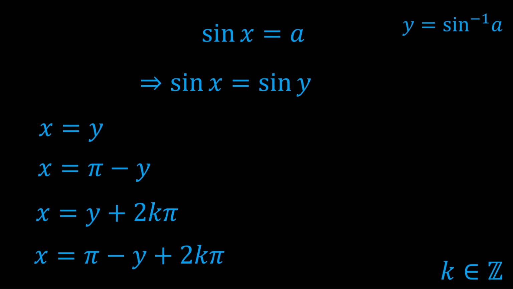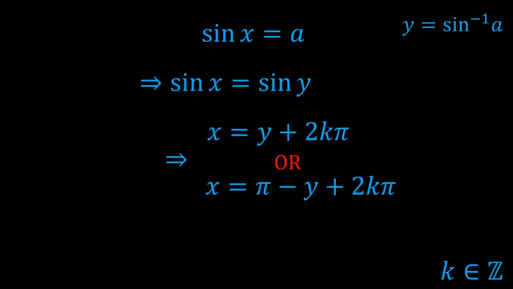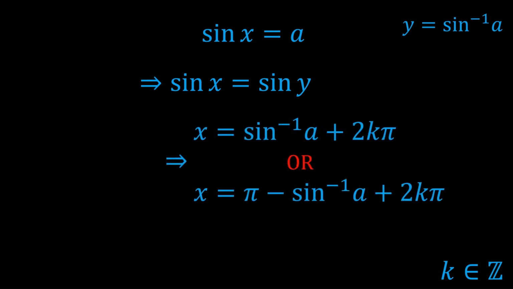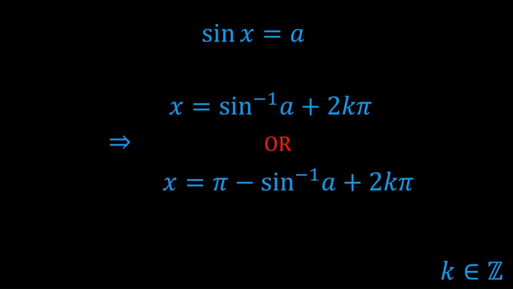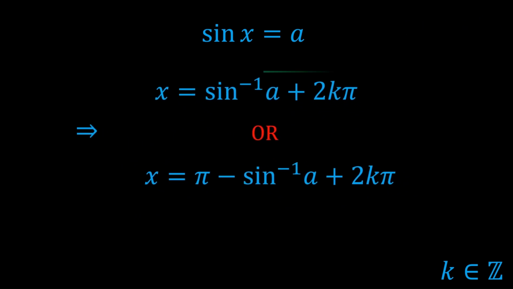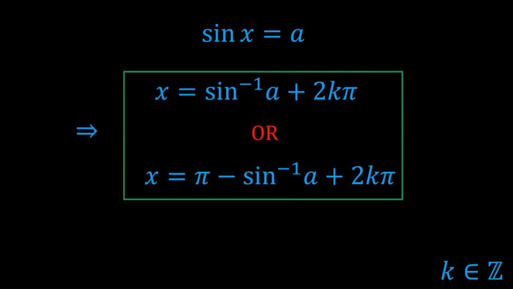Now we have 4 possible ways x and y can be related for their sines to be equal. But notice that the first two are given by the last two if we just take k equals 0. And we're doing this for any integer k, so we don't even need the first two as separate cases. Now we just replace y with sine inverse a, and there you go, we have our general solution. This is often the most intuitive form of the sine solution, but the problem is it has two cases, so we can actually get a more simplified form.